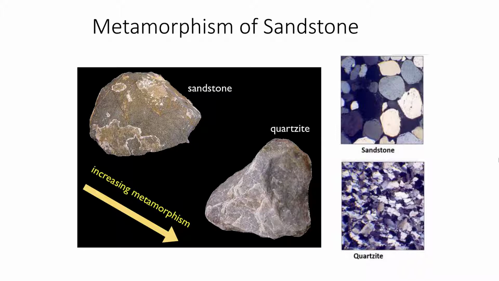Looking at metamorphism of sandstone, we go from sandstone to quartzite. On the right of this slide, there are two examples of what these rocks look like in thin section. You can see the sandstone has very rounded grains with spaces in between them, whereas the quartzite has very different shaped quartz grains that are quite interlocked by comparison. Their contact boundaries can also be quite angular.